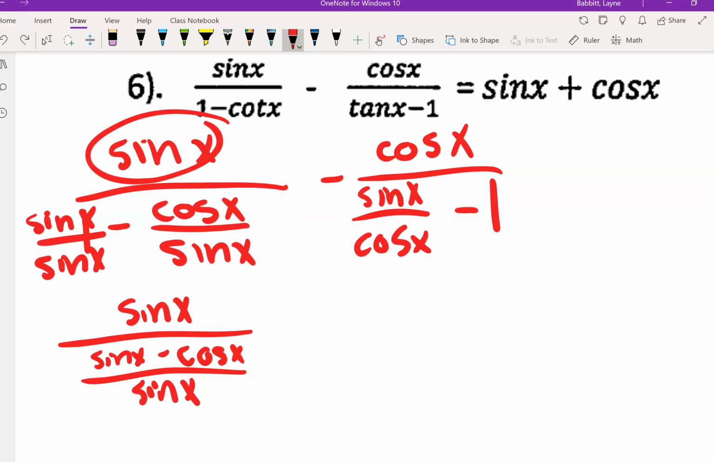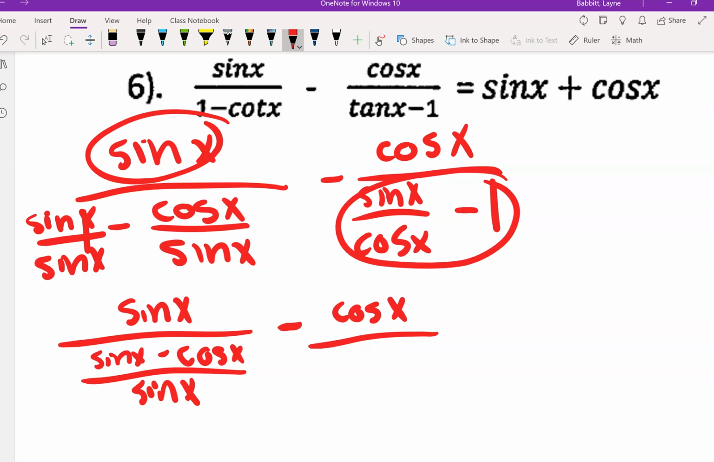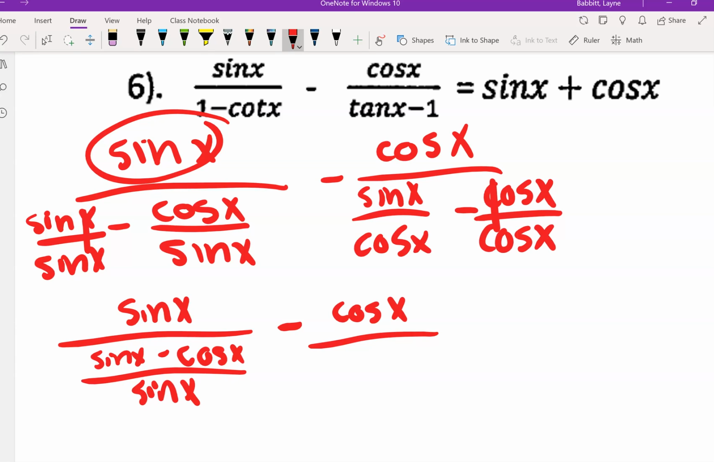Now I'm going to do that same thing on my other fraction over here. So I'm still going to have cosine x on top. In order to combine these, I need a common denominator for that 1. So I'm just going to multiply top and bottom by cosine. And then combine those. This is going to be sine x over, sine x minus cosine x over cosine x.